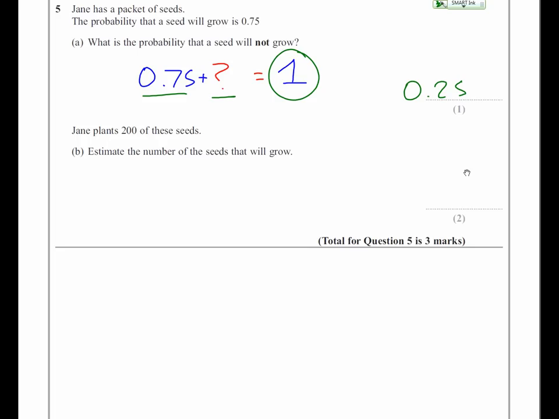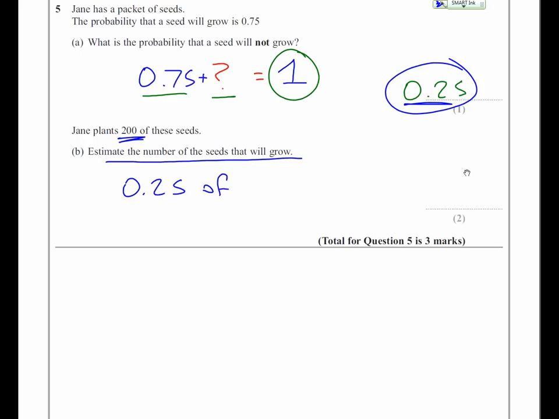Now, if you think about 0.25, that's a quarter as a fraction. Estimate the number of seeds that will not grow. So we want 0.25 of the 200. Okay, so we want the fraction of 200. We want a quarter of 200.